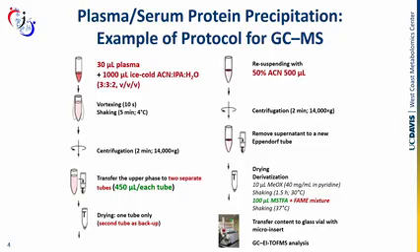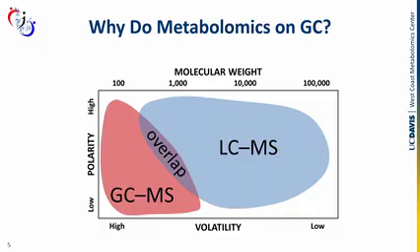So why do we do metabolomics on GC? Well, there is a bit of discrepancy between LC and GC and what we can and can't see. On the GC side, we do see the high volatility compounds a lot better. Makes sense, we're trying to go into the gas phase. And we also see the low polarity stuff as well. There is a bit of an overlap between them, but for the most part, this covers a portion of metabolomics that LC can't really pick up.